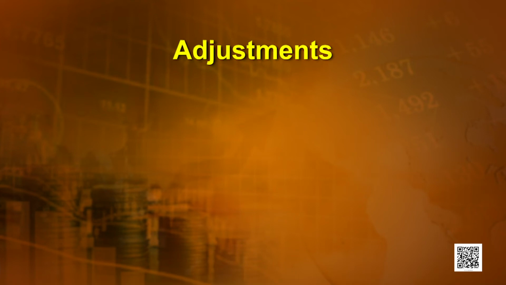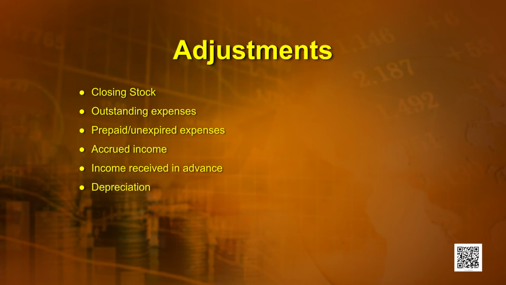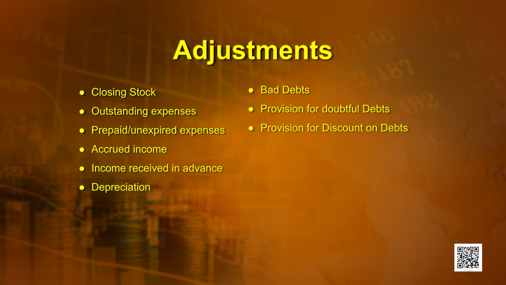Items of adjustments are: number 1, closing stock; number 2, outstanding expenses; number 3, prepaid or unexpired expenses; number 4, accrued income; number 5, incomes received in advance; number 6, depreciation; number 7, bad debts; number 8, provision for doubtful debts; number 9, provision for discount on debts; number 10, manager's commission; and number 11, interest on capital.